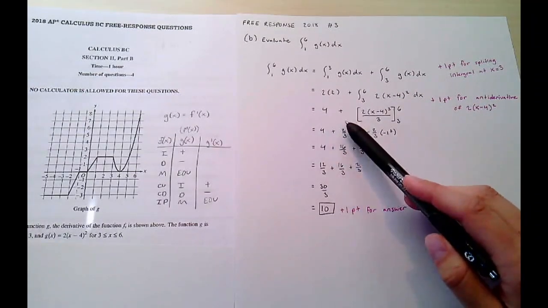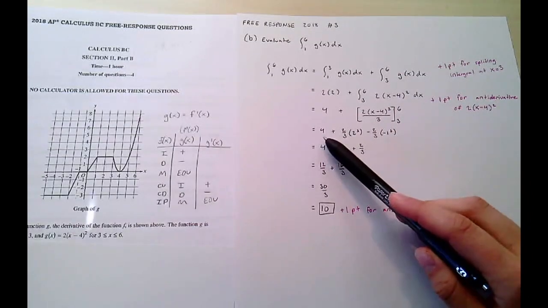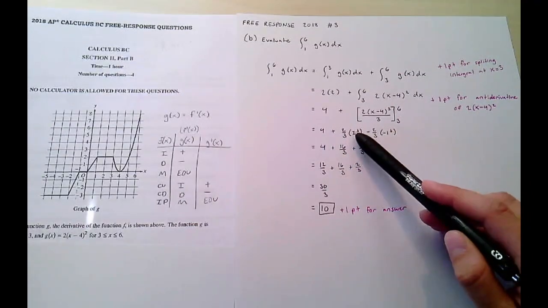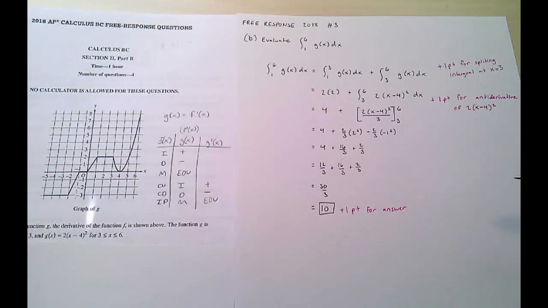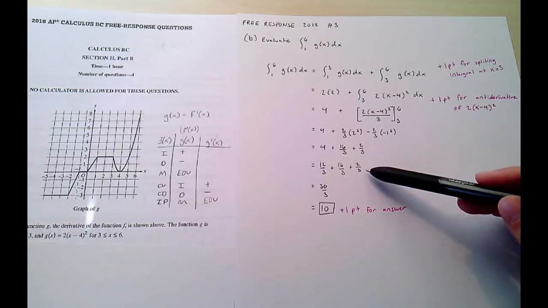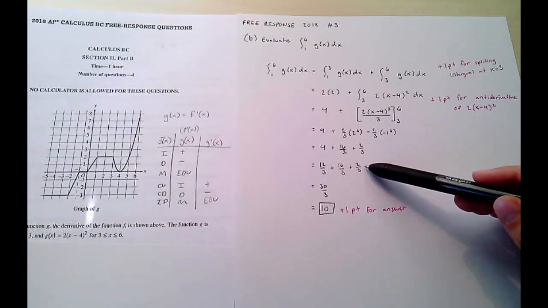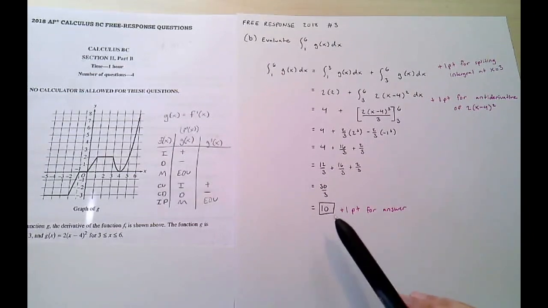So you have 4 plus, and then you can plug in your bounds from here, so you end up getting 4 plus 2/3 times (2 to the 3rd power) minus 2/3 times (negative 1 to the 3rd power). You can continue simplifying and combining like terms by making everything go over 3, eventually getting 30 over 3, which reduces to 10. Part B is worth 3 points.